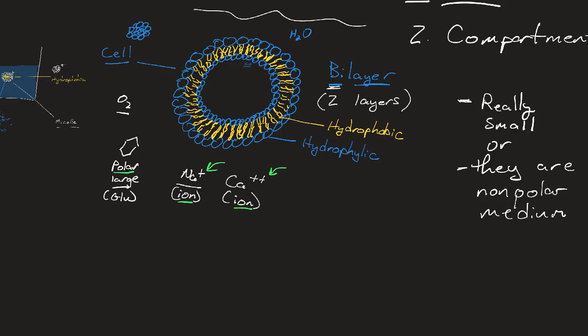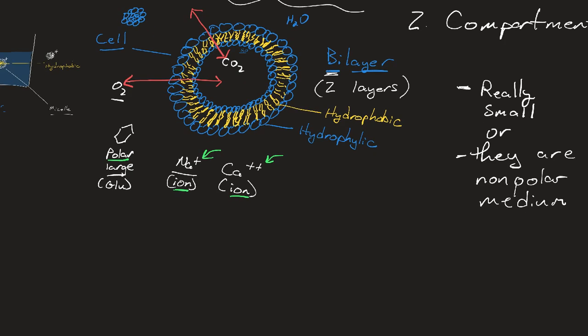So this little oxygen molecule is nonpolar. We talked about that. I'm not going to go back and talk about it again. But it's nonpolar and it's small, so it literally goes right through the membrane into the cell. CO2, carbon dioxide, goes right through the membrane because it's small and it's nonpolar. It goes in and out both ways without any problem. They're small and nonpolar.